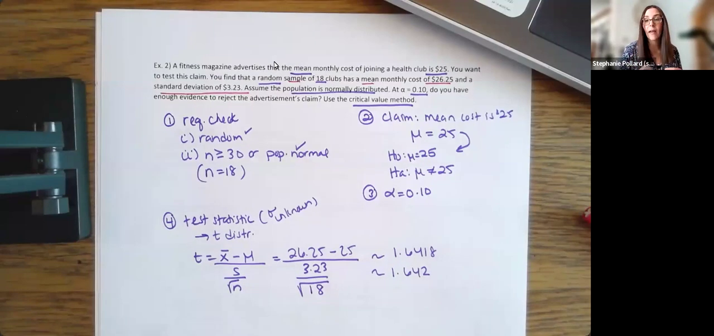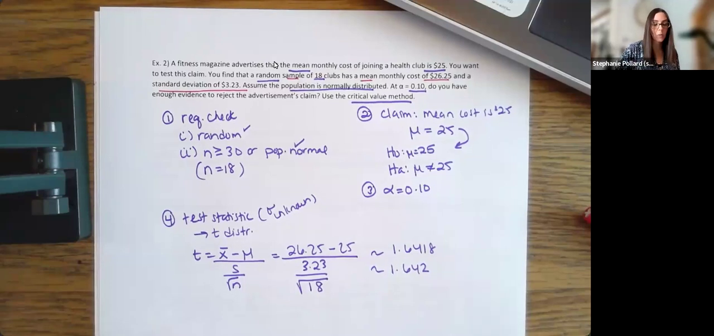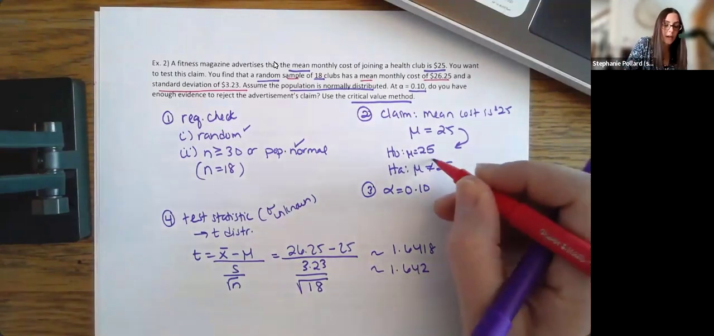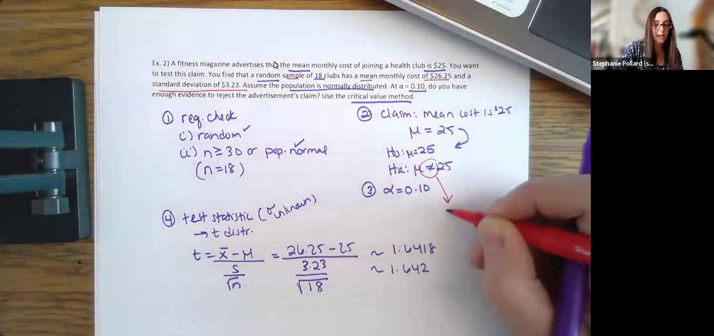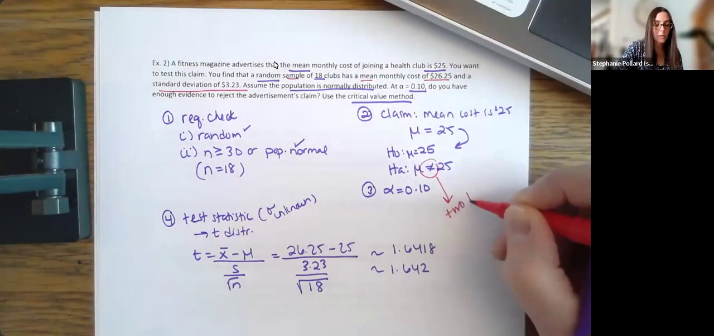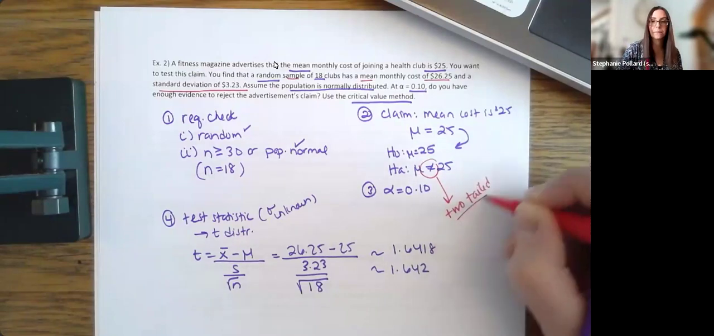Now, for t values, we tend to use 3 decimal places rather than 2, but of course you can refer to your problem or your text to see what you should be using. Another thing I do want to note too is remember the alternative hypothesis will tell you the type of test you have. So because I have a not equal to sign, I know I'm doing some sort of two-tailed test here.